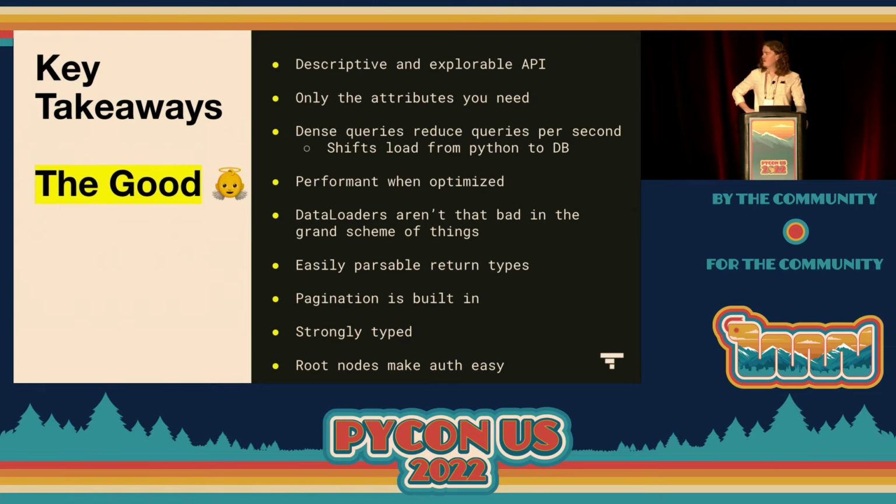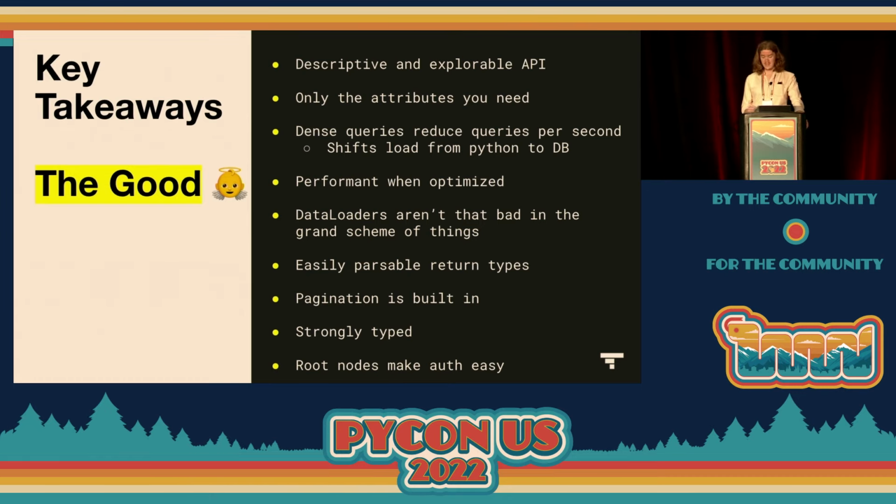All right. So now that we're hopefully doing OK on time, let's talk about some key takeaways from our talk. This is the good. GraphQL has a lot of good to it. It's super descriptive, very explorable, very friendly to your users. You get only the attributes you need, so if there are some attributes that take a lot of computation and maybe shouldn't be accessed hopefully as much as others, your clients don't need to request those, especially if they don't need them and you're not wasting compute cycles.